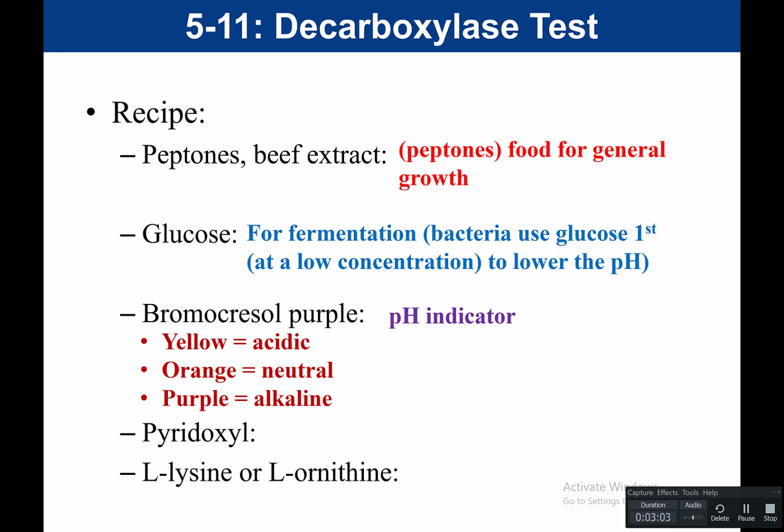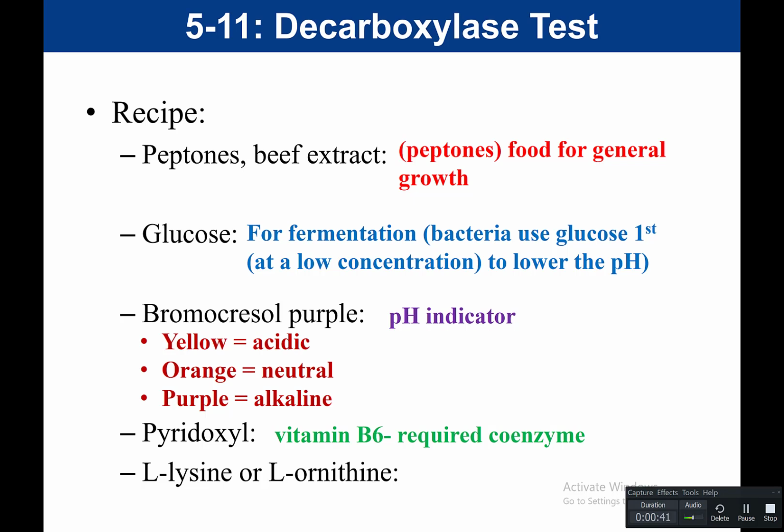Next, we have our pyridoxal. And pyridoxal is vitamin B6, which is a required coenzyme. What that means is that this vitamin B6, this pyridoxal, is required in order for the decarboxylase enzyme to be active. So many times enzymes will need these coenzymes or cofactors that help the enzyme to function. In this case, decarboxylase needs this pyridoxal. Without this coenzyme, the enzyme is not active. And so we have pyridoxal in there as a required coenzyme.